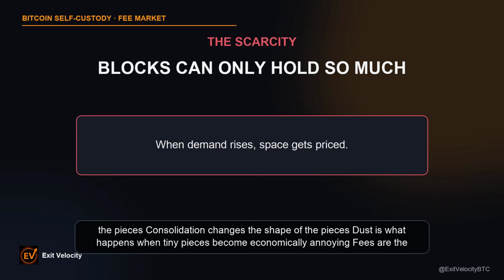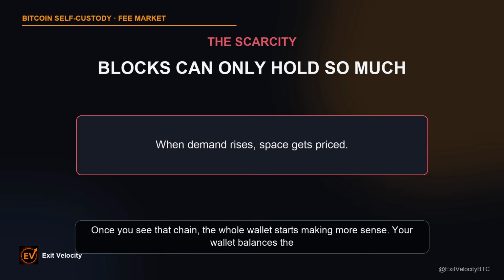This connects directly to the last few episodes. UTXOs are the pieces. Coin selection chooses the pieces. Coin control lets advanced users influence the pieces. Consolidation changes the shape of the pieces. Dust is what happens when tiny pieces become economically annoying. Fees are the price of moving those pieces through limited block space. Once you see that chain, the whole wallet starts making more sense.